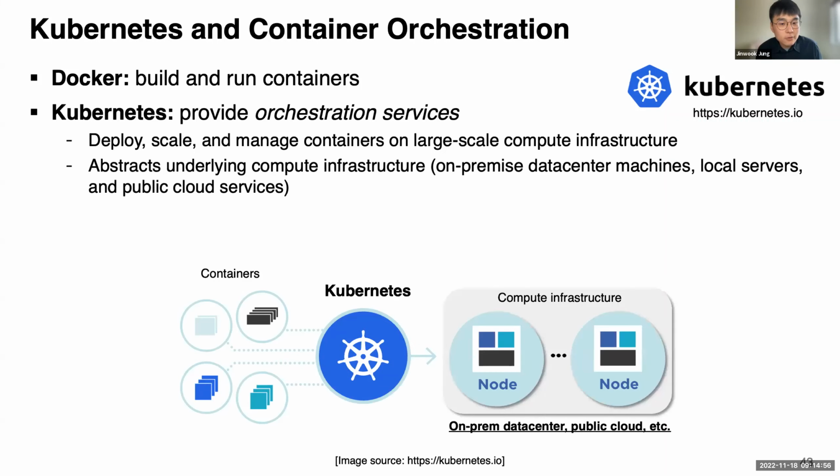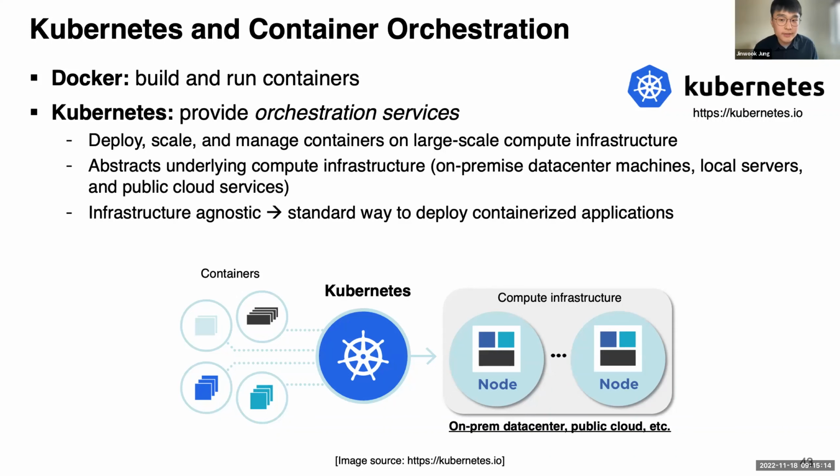So what Kubernetes does is abstract the underlying compute infrastructure, which can be an on-prem data center, local server, or public cloud services, or even a mixture of those. And thanks to this abstraction of the compute environment, Kubernetes provides a standard and generic way of deploying containerized applications.